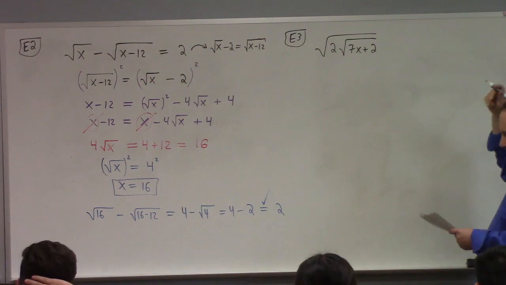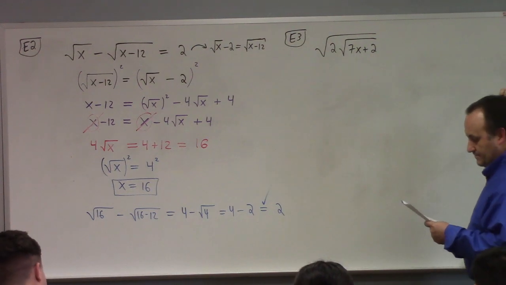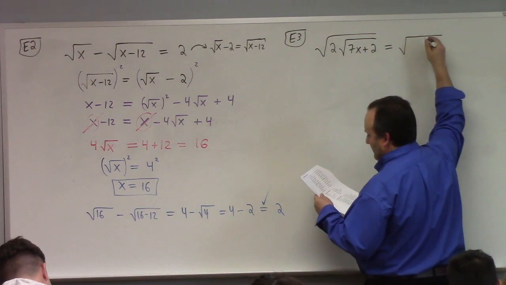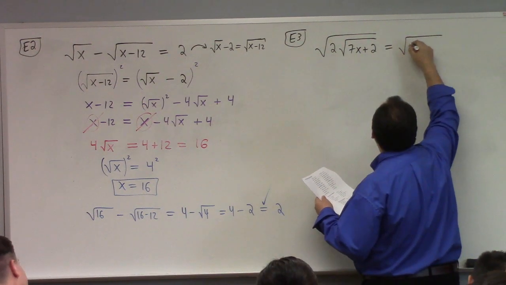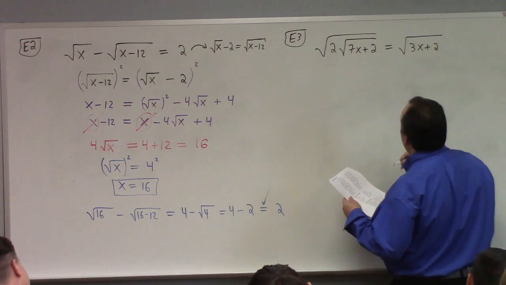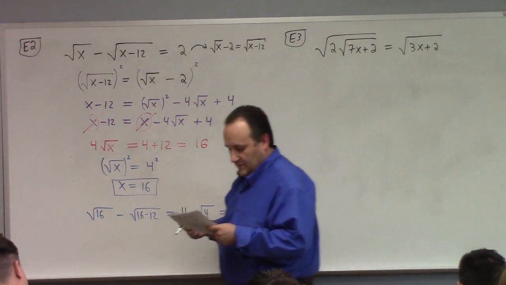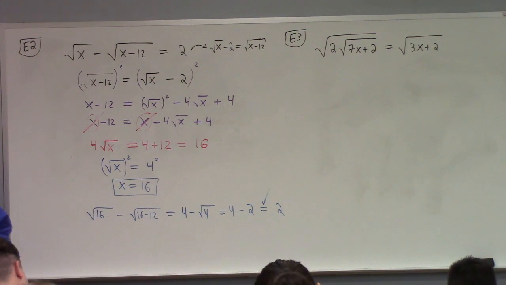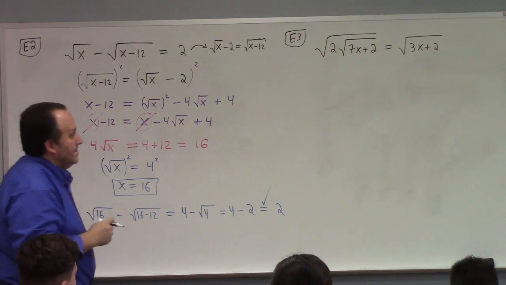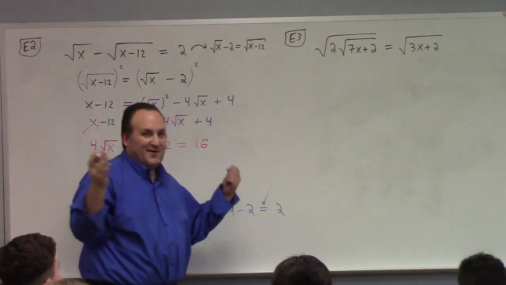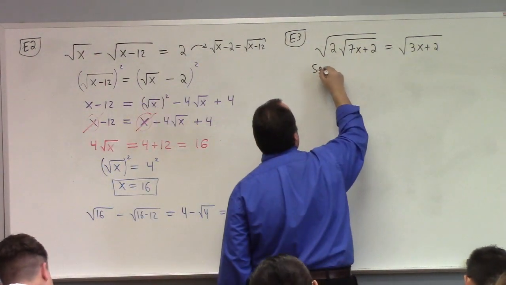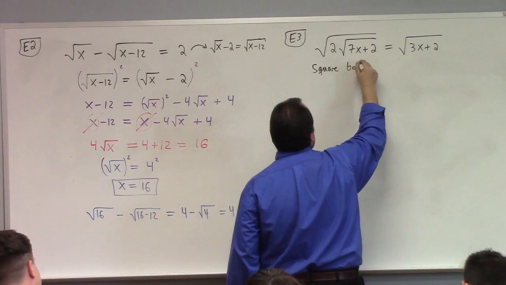All right, so this one is number 63. The square root of the square root. But actually, this one's easier than the one we just worked. Right? So how do you solve this? Well, yeah, square it, right? So square both sides.